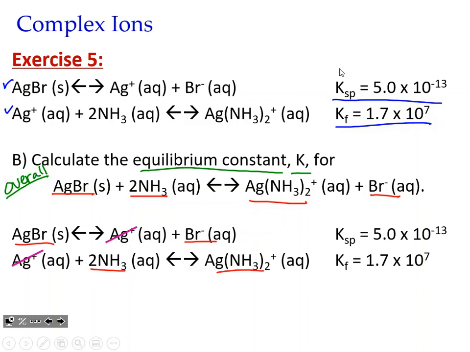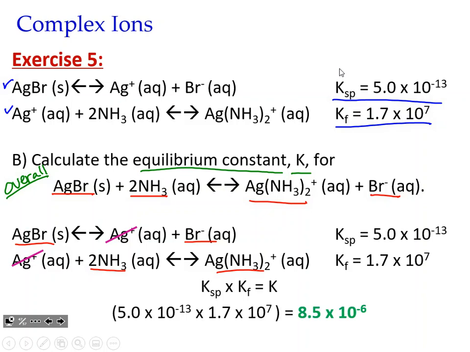We have our overall. All we need to do with our Ksp and Kf is multiply them. So we multiply them, plug in the numbers, and we get our new K value. It definitely looks intimidating with all of the chemical species in the complex ion, but we're really just applying regular equilibrium concepts here. Our new K value is 8.5 times 10 to the minus 6.